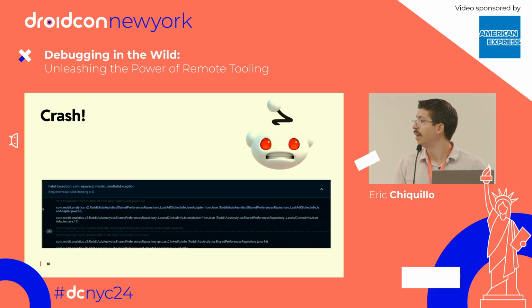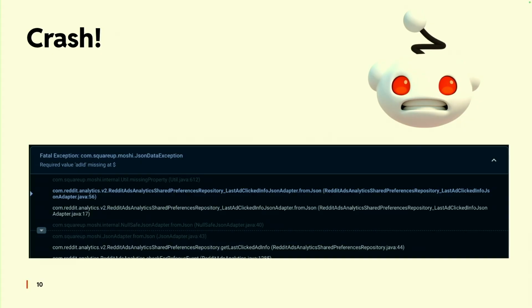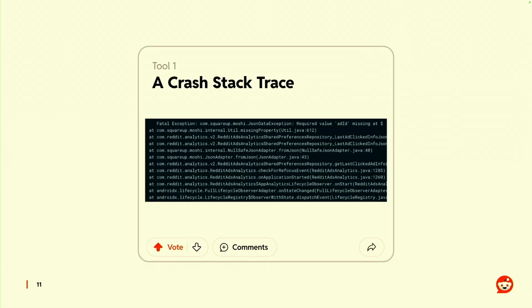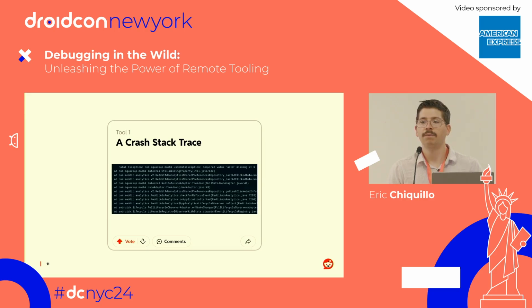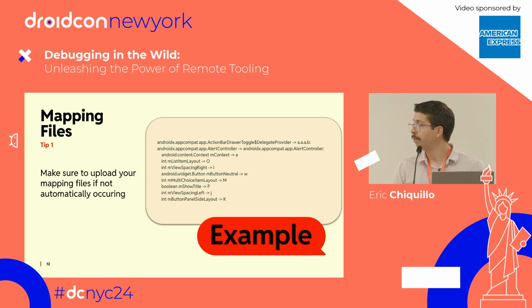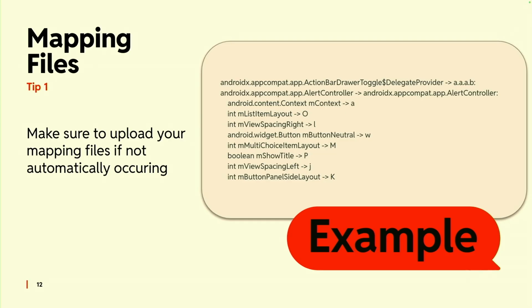So I released it, and unfortunately, it did crash on me. If you look at the stack trace, it has Moshi in it, and it's talking about how I forgot to add an ID, which leads me to my first tool, which is a common stack trace. Most of us are familiar with it, but a stack trace is the call history of what was running when the crash happened, and there are many clues in there. But in order to get these clues, you need to make sure that you upload your mapping file, which is my first tip when using a stack trace.